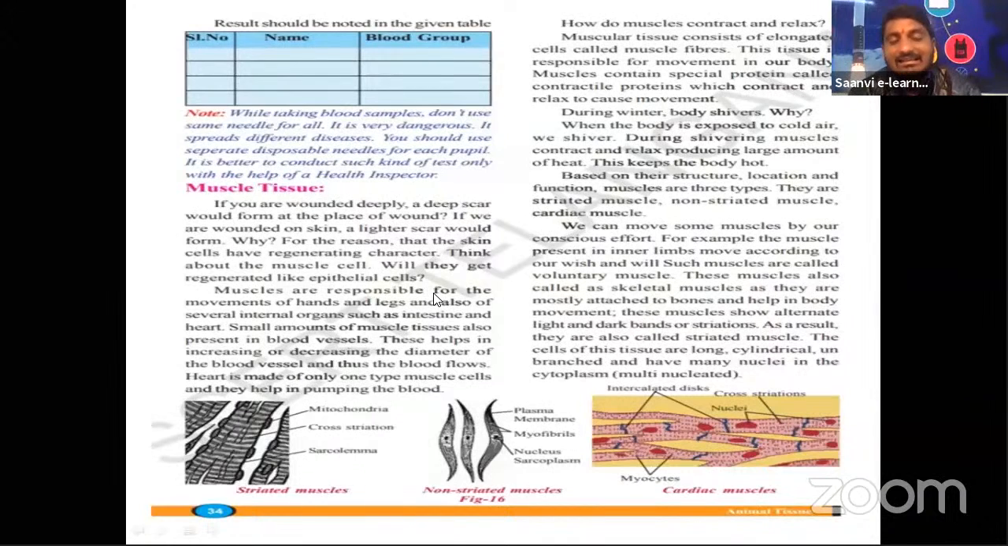Think about the muscle. Muscle cells, will they get regenerated like epithelial cells? Epithelial cells have that regeneration character. That's why if we get a wound or scar, it is regenerated and the wound gets covered within a short time. And our muscles are responsible for the movement of hands and legs and also of several internal organs such as the intestine and heart.